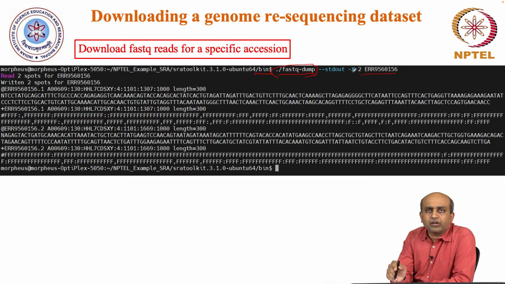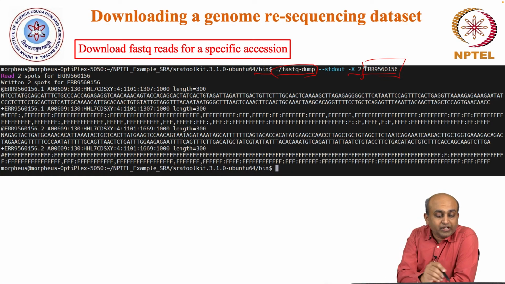So here we are going to do a test run. We are going to just download 2 reads, not the entirety of the file, from this particular run, right? The Kadaknath genome sequencing run that we were looking at in the previous slide. We will just download that and print it to the screen. When we do that, it prints out these 2 reads to the screen. So it's in your standard fastq format.